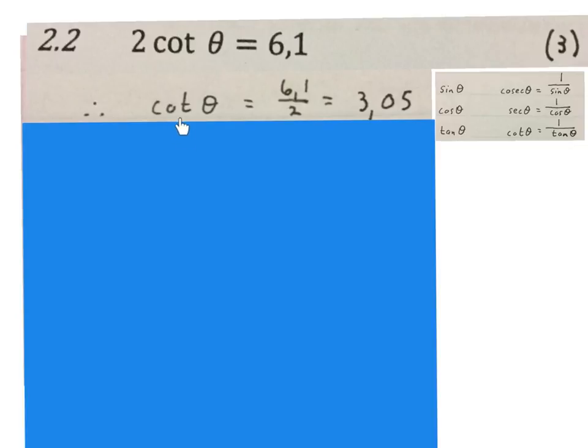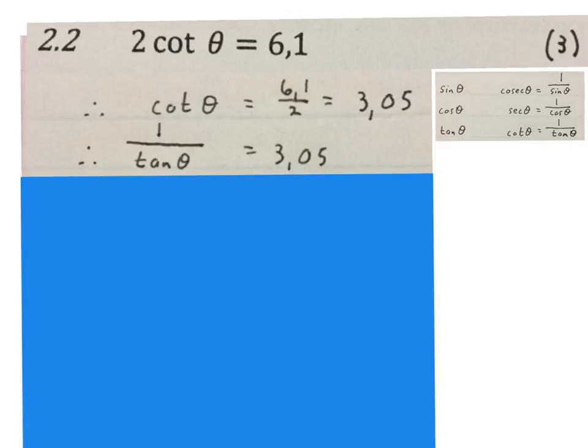Then, because I don't have cot on my calculator, I must remember what I said over here. I have to change it to the calculator's words. So I'm going to change the cot to 1 over tan theta. There's a shortcut here, but I don't use it. So over here, we have 1 over tan theta = 3.05.